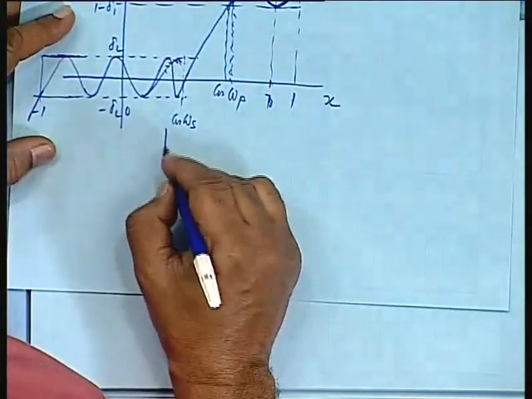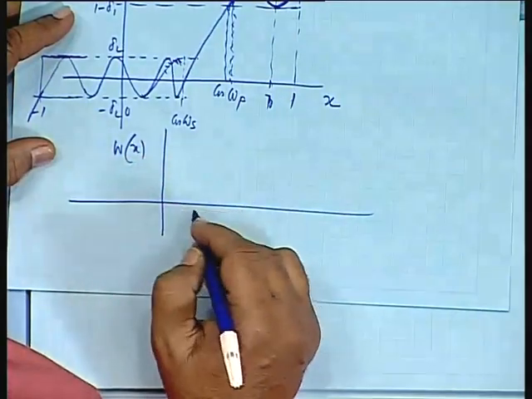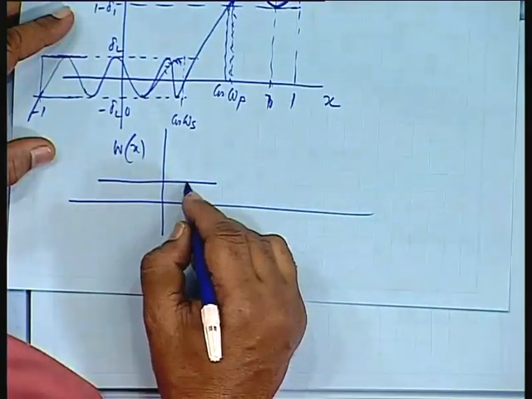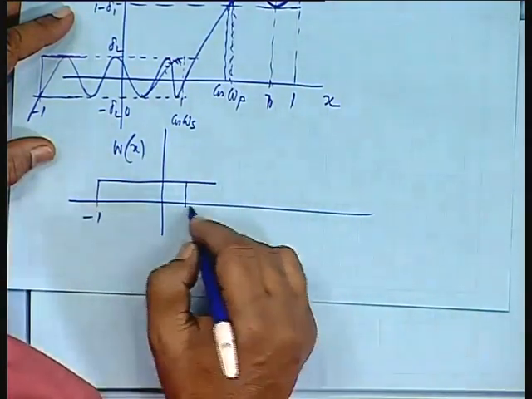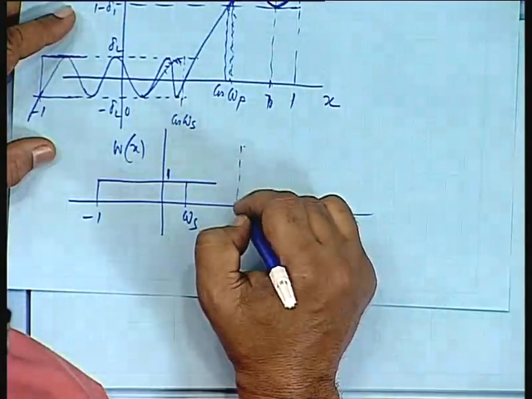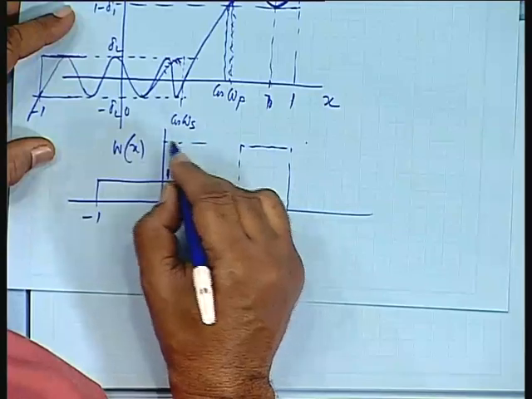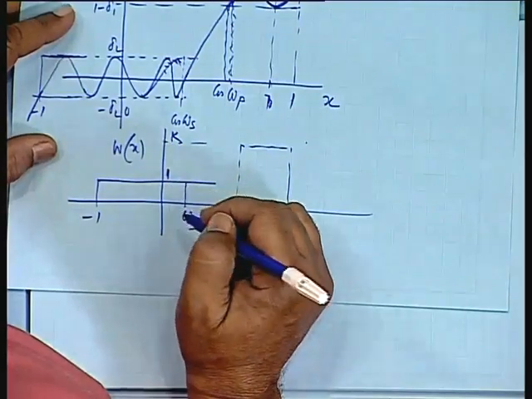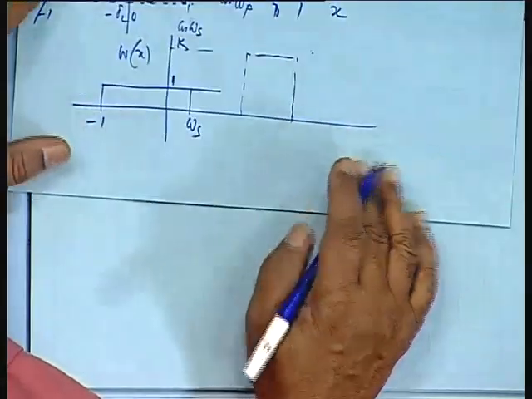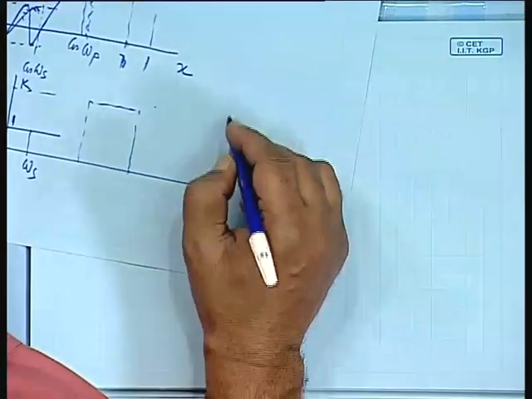What will be the variation of the weighting factor Wx? From minus 1 to this cosine omega s, it is at 1, and here it is k. This is Wx. Any question?